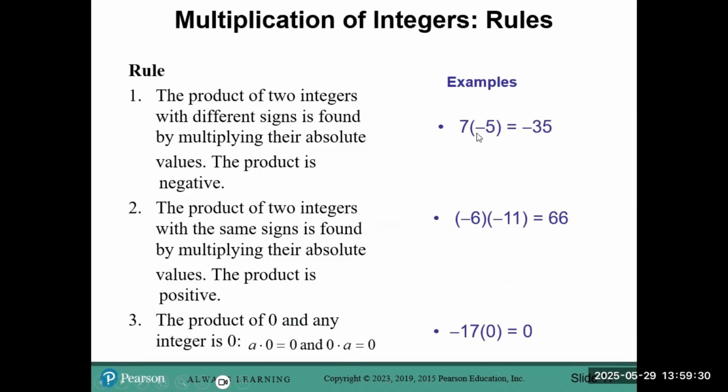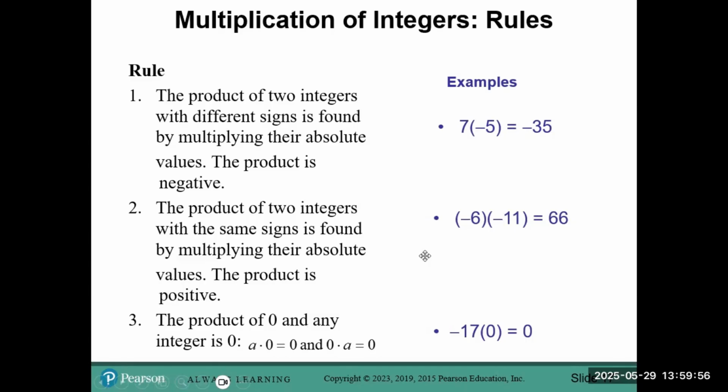First example, 7 times negative 5. I do 7 times 5, which is 35. And then because they have opposite signs, my result is negative. For negative 6 times negative 11, I first multiply 6 times 11. That's 66. In this problem, I have a negative times a negative. The signs are the same, so the result is positive.